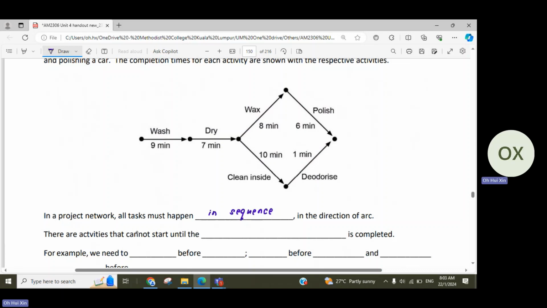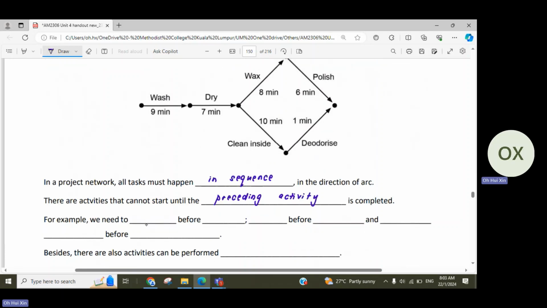Which means that an activity cannot start until the preceding activity is completed. Preceding activity means the activity that you must complete before you move on to the next. For example, we must make sure that we wash first before we dry, right? It cannot be that you dry first, then after that you go and wash. So you can say that the wash is the preceding activity for drying.